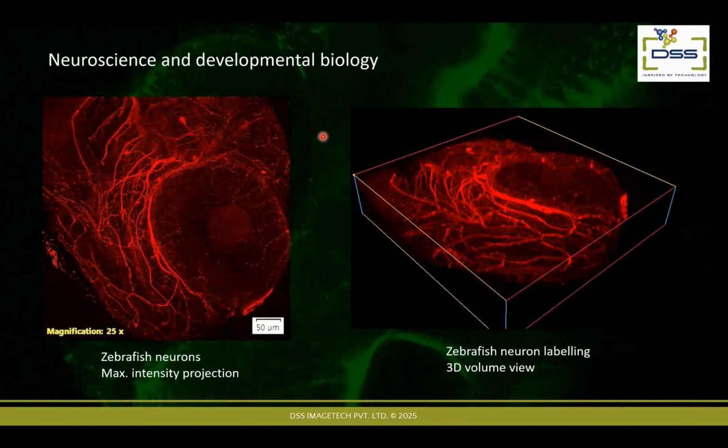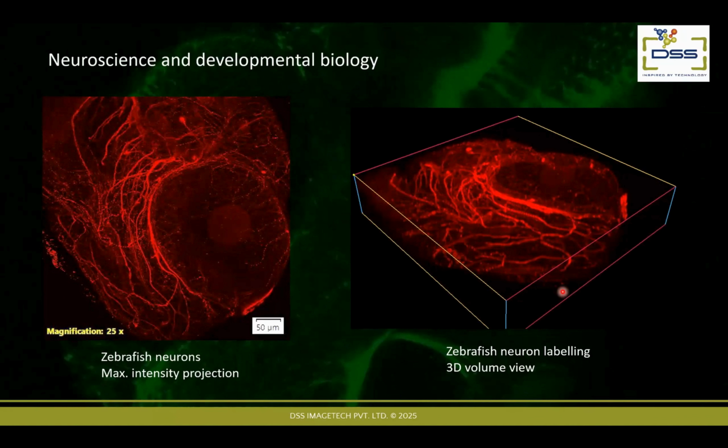So this is one example that we have acquired on our multiphoton system. One of my senior application managers has acquired this. So this is a 10-day post-fertilization zebrafish. And here this zebrafish is a transgenic zebrafish, and it is expressing a certain protein that localizes only to one subset of neurons. And you can see how beautiful this image is in terms of the depth.